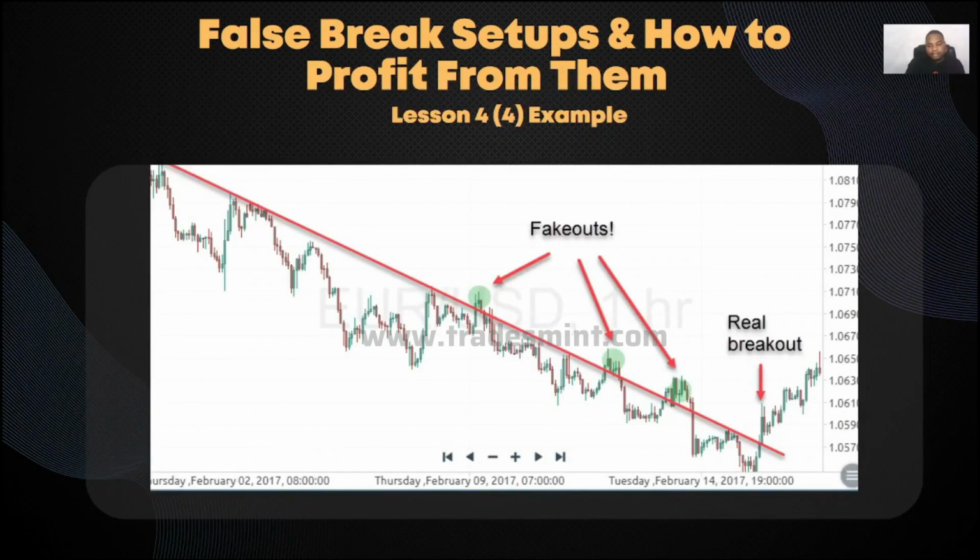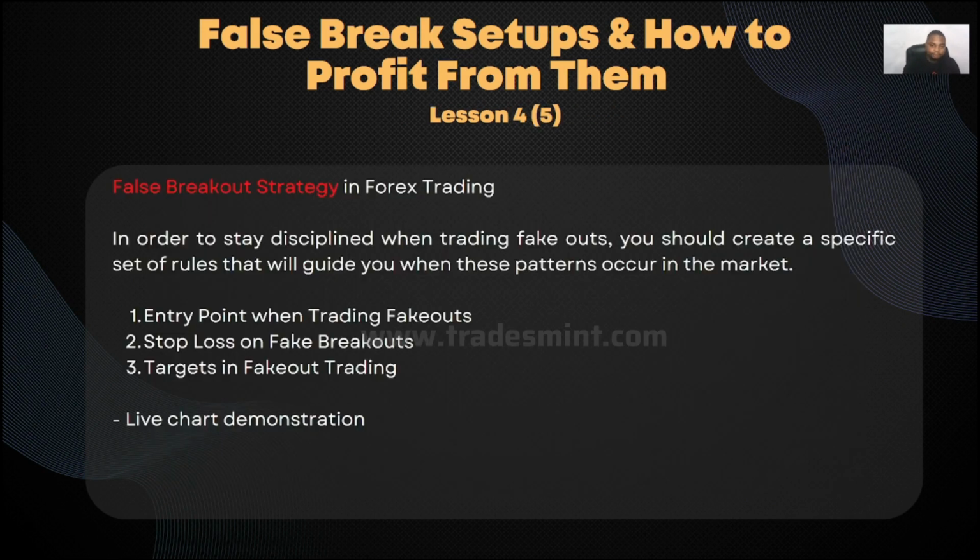So these are examples of fake outs and the real breakout that you might have. Fake outs normally come in terms of spikes. So when you see the spikes that come, it's normally the fake outs. Most of the time, those fake outs come in the form of spikes in the market.